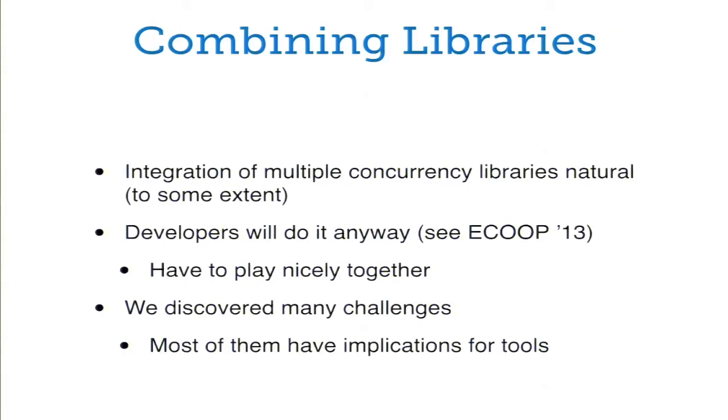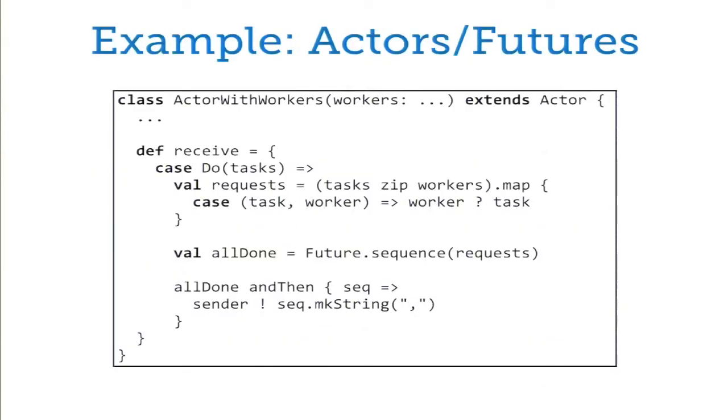But it doesn't matter if this is natural or not, right? Because as seen in this empirical study from 2 years ago at ECOOP, developers will do it anyway. So there has to be some way for abstractions to play reasonably nicely together. And in fact, if you look at libraries like Java util concurrent, they're actually more like toolboxes, right, with several concurrency tools that you might want to combine in different ways. Of course, this all results in challenges, and they have implications for tools as well.